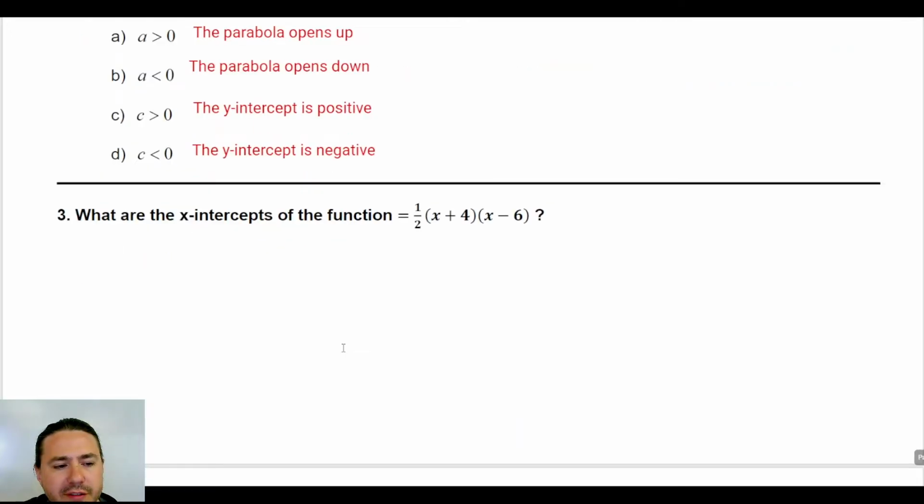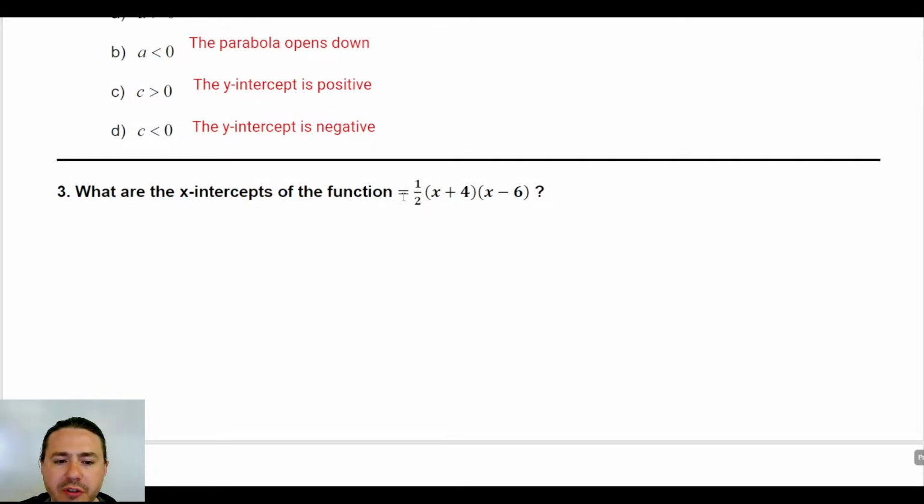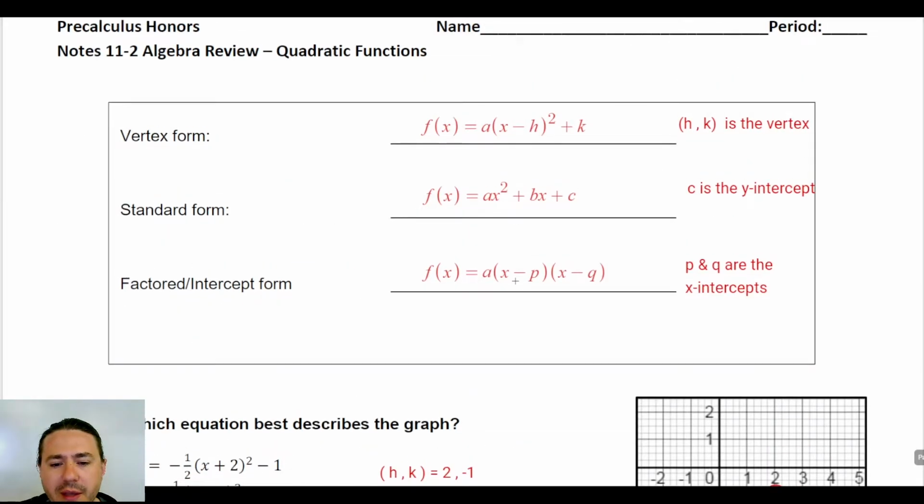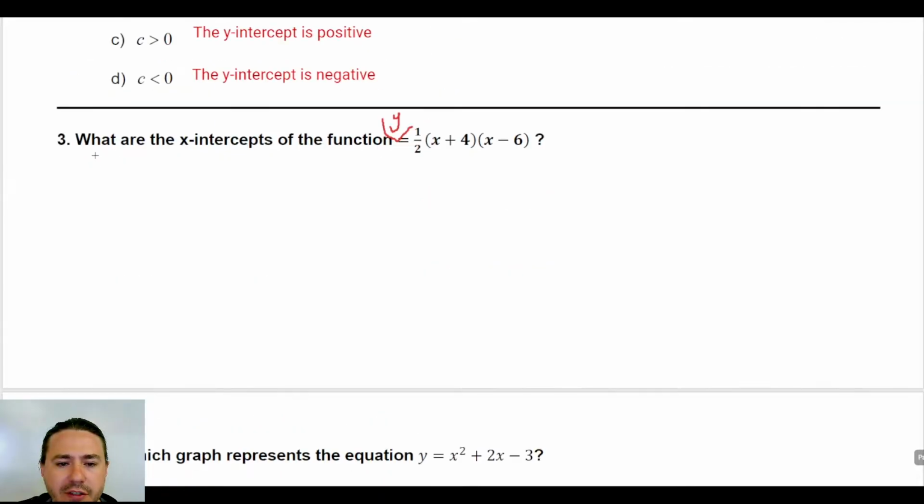Number 3 says, what are the x-intercepts of this function? So we need like a little y here, a little typo here. There should be a y in here. Or at least an f of x works too. But either way, this equation looks like it's written in this factored or intercept form. And so whatever p and q are going to be our x-intercepts.